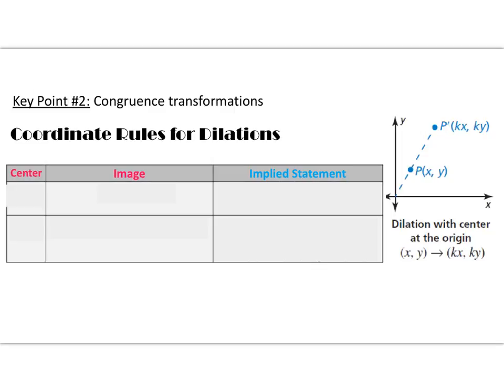All right, key point number 2. There are some coordinate rules for dilations. So if the center is at 0, 0, then we can figure out the image by multiplying the K factor times all the X and Y coordinates. The implied statement: the pre-image P at X, Y, center 0, 0, scale factor equal to K, implies an image P prime at K times X, comma K times Y.